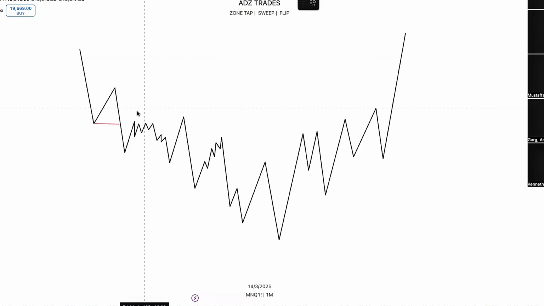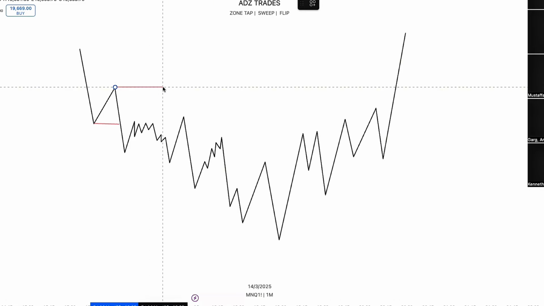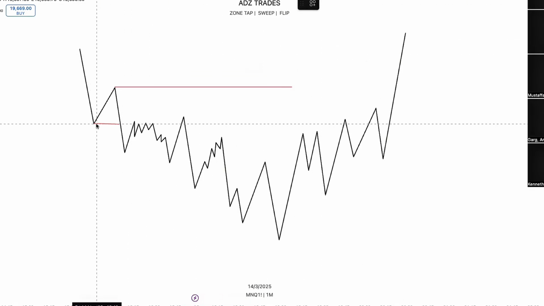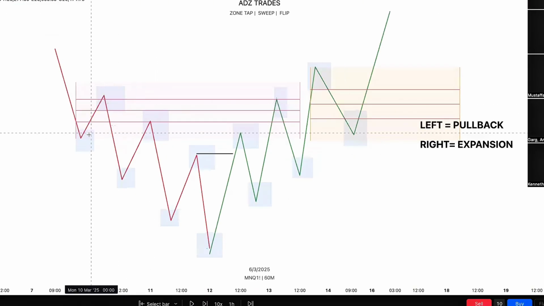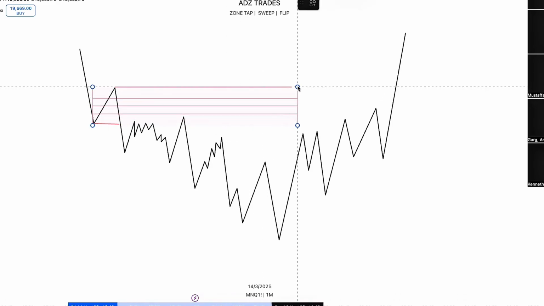That gives us a protected high: the highest point between this low and where we closed below it. It's this area here. What does that give us? That gives us a zone, right? Remember, that gives us a zone on the way down. So we now have a zone from here to here.